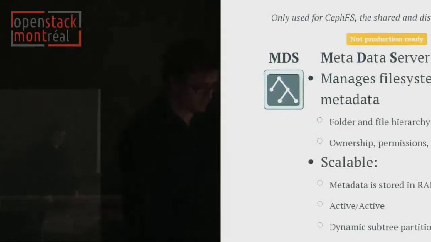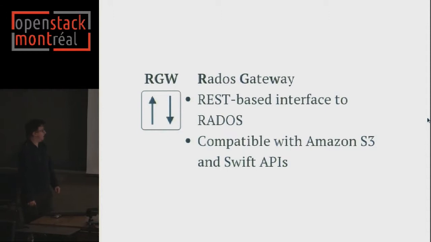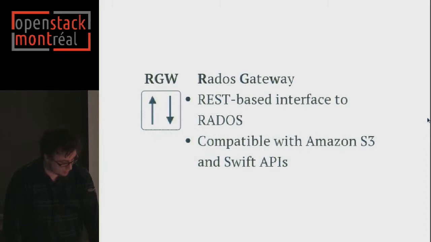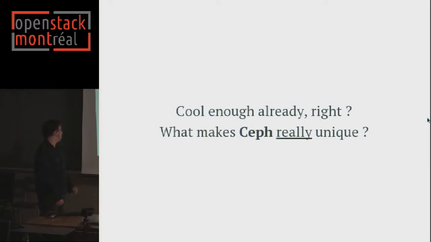There's the Rados gateway. I talked about it earlier. It's one of the daemons. It's a REST-based interface to Rados. It's compatible with S3 and Swift APIs. It's cool enough already, right? Am I right? Yes, no?